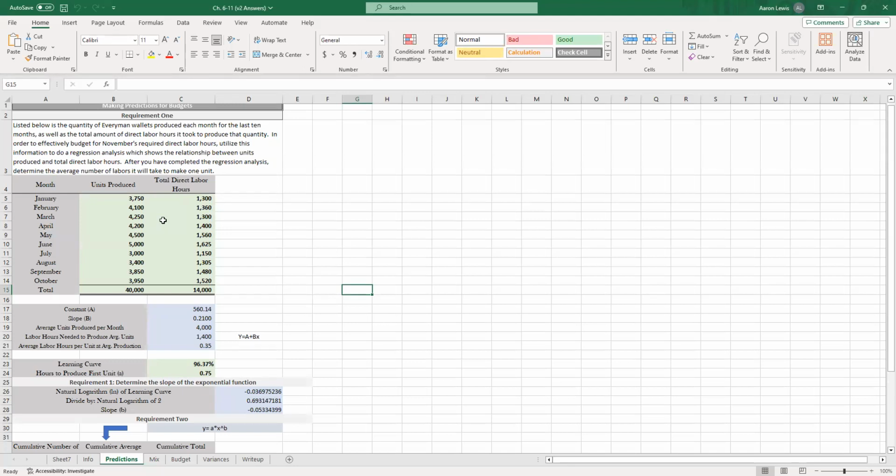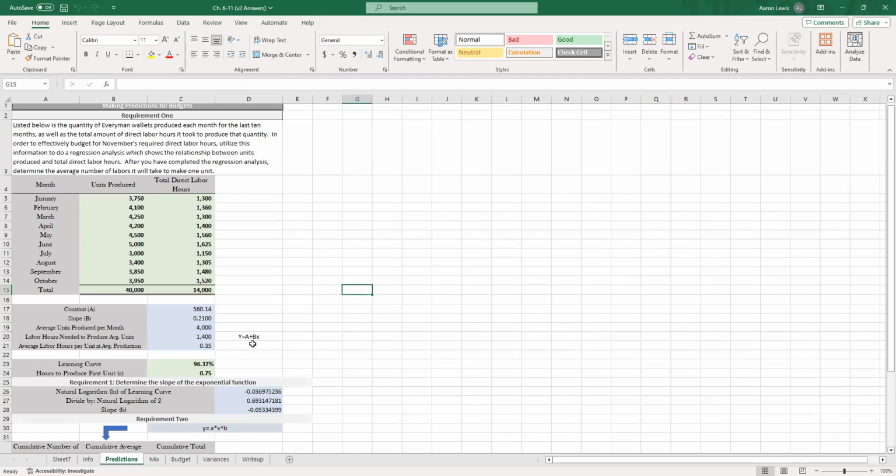We're going to assume that the relationship between the number of units produced and how many hours it takes is relatively linear. Like we're going to assume that each wallet takes a certain amount of time, and therefore, based upon the time it takes to make each wallet, we can predict how much total labor hours we're going to need for any volume of production. And to do that, you're going to have to use the regression equation down here. Y hat equals A plus B times X. To get there, we need to figure out what our constant A and our slope B is.